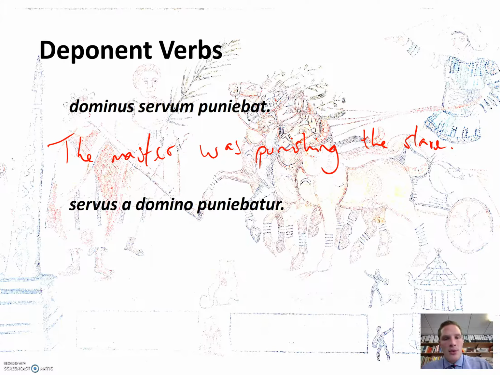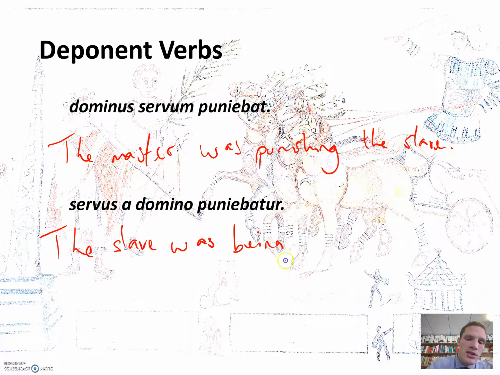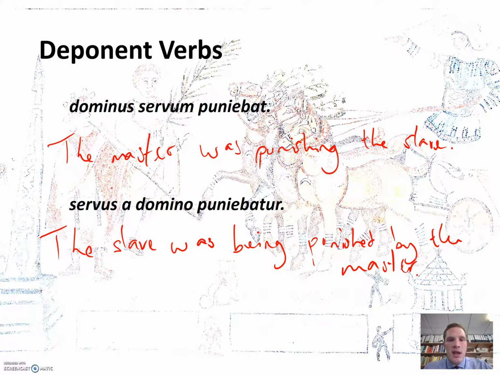Now, a second example. Here we can see that the verb has changed. It's no longer puniebat, but a passive ending, puniebatur. In this one, the subject of the sentence, again in the nominative, but this time it's servus, the slave, is having the action done to him. So the slave was being punished by the master. Each time, the meaning of the sentence is essentially the same, but the verbs are slightly different in that they have a different voice.